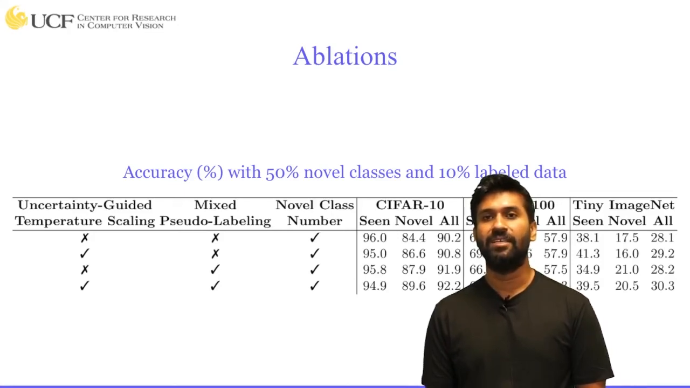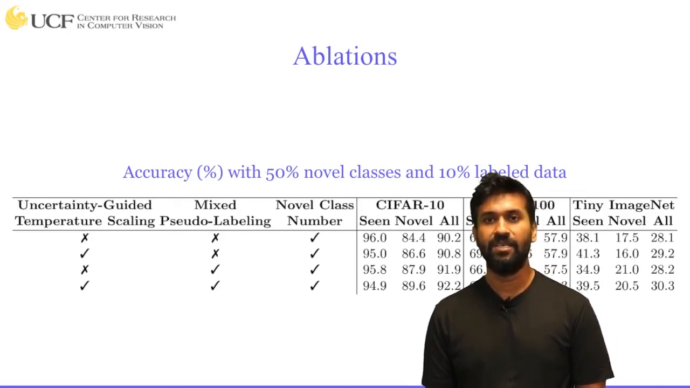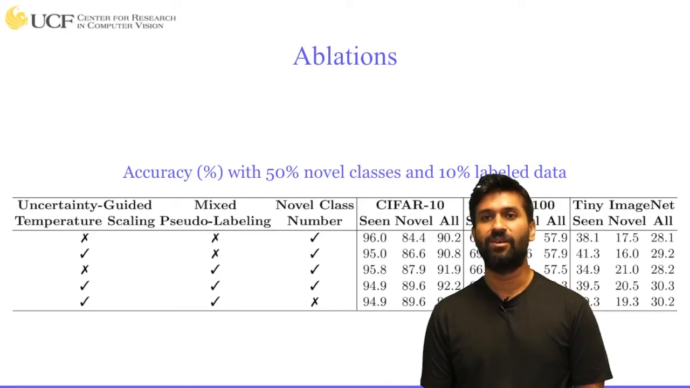And finally, here we assume that for all these experiments, the number of novel classes is known in advance. But as we mentioned at the beginning of the presentation, we have a method to estimate the number of novel classes. Even if we use our estimation method and don't assume the number of novel classes is known in advance, we see that our method performs reasonably well. On the CIFAR-10 dataset, there is no performance drop. And on Tiny ImageNet, we don't see any noticeable drop. Only on CIFAR-100, we see some drop. But note that even this performance is higher than the current state of the art, which assumes the number of novel classes is known in advance.